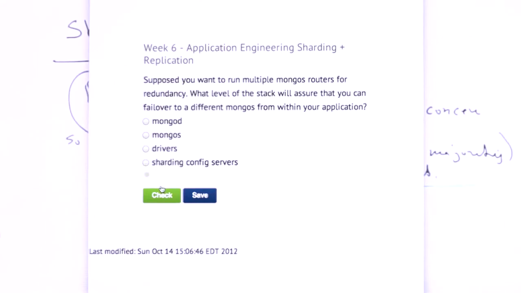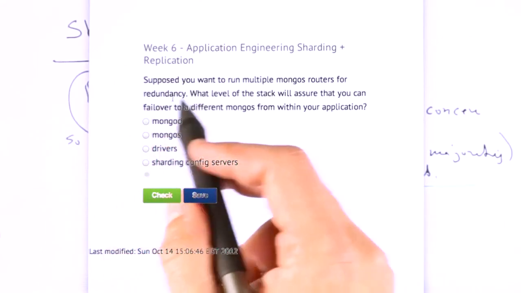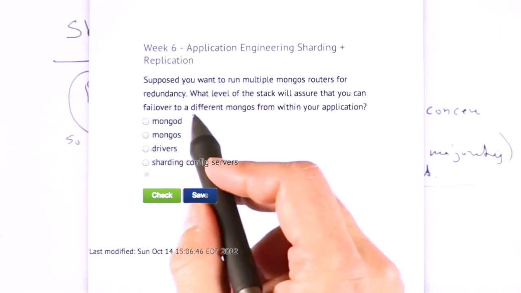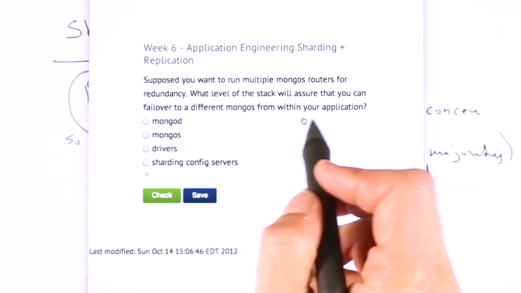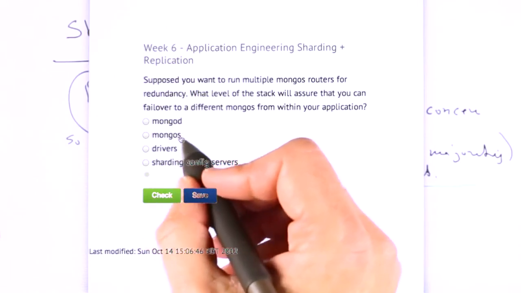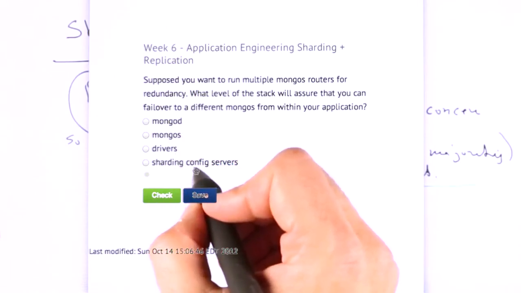All right, let's do a quiz. Suppose you want to run multiple MongoS routers for redundancy. What level of the stack will assure that you can fail over to a different MongoS from within your application? Is it the MongoD, MongoS, the drivers, or the sharding config servers?